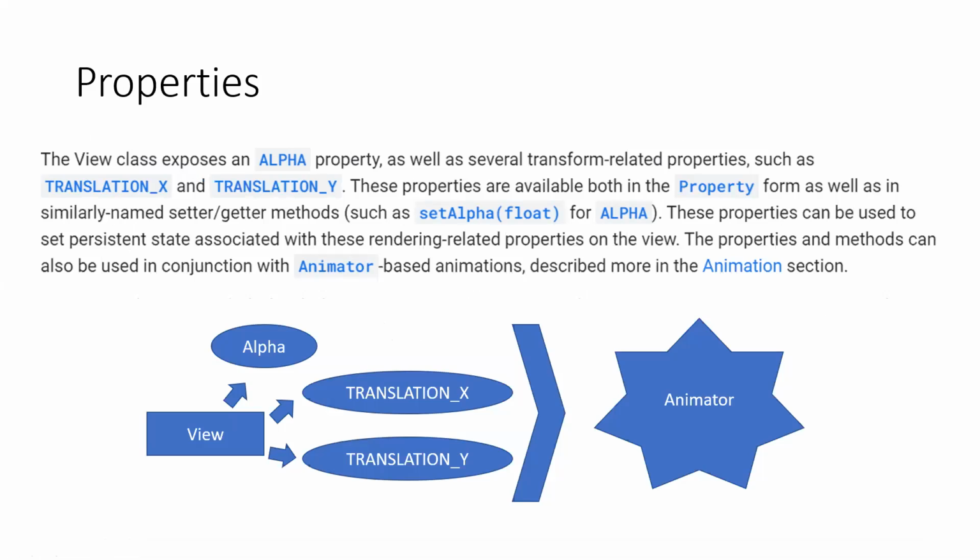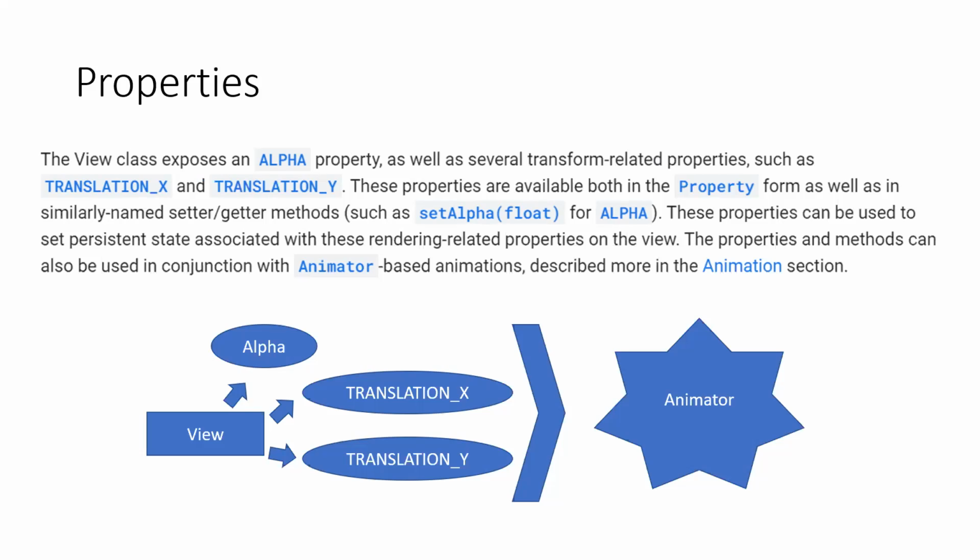Alpha is somewhat related to coloring, or opacity, transparency. And translation_x and translation_y are related to the movement of a view from one point to another point. If you want to show some animation, let's say a view is moving from one point to another on a click of a button, then this whole thing can be fed to an animator. You can use animator-based animations using these properties.